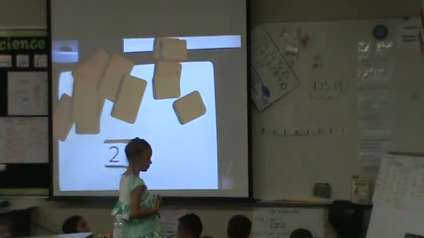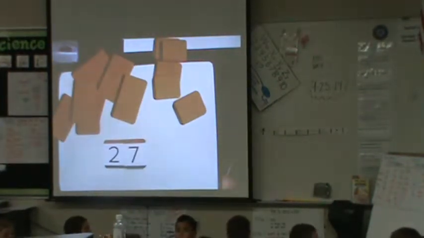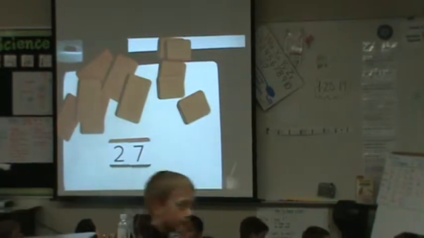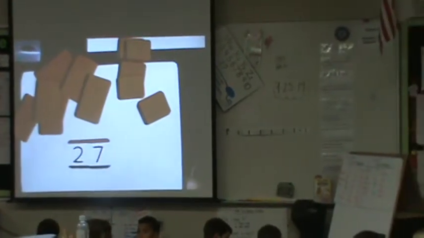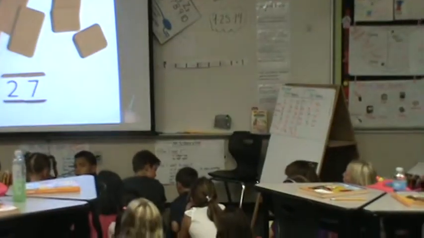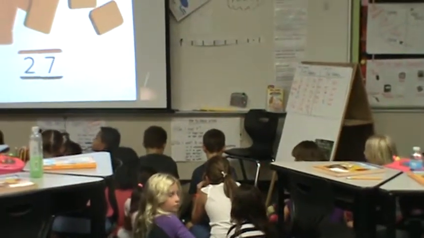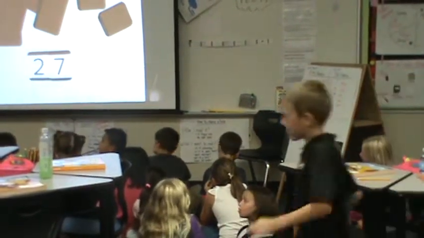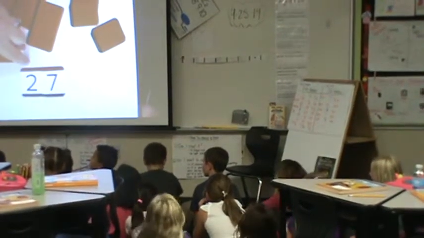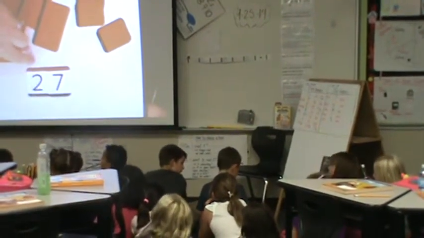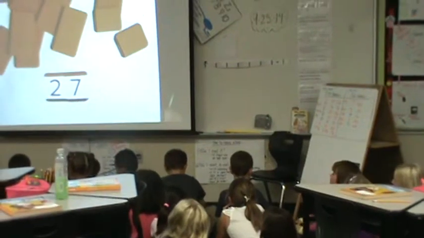Okay, so Kennedy, can you repeat that now? Where's the tens place? There's 10 twos and 7 ones. Okay, are there 10 twos or 2 tens? 2 tens. 2 tens and then 7 ones. That's kind of tricky to say.